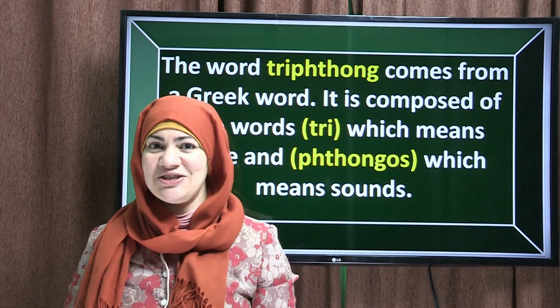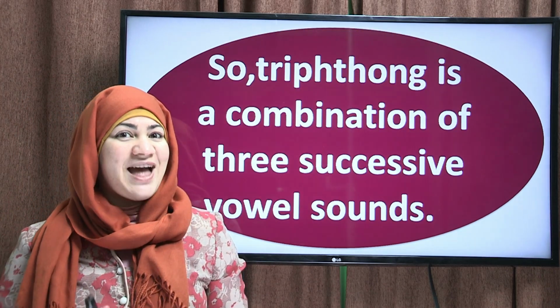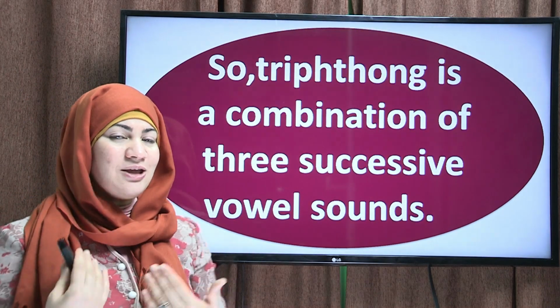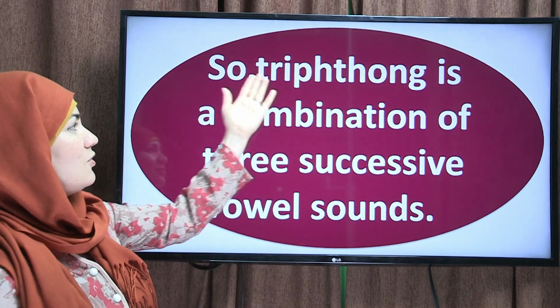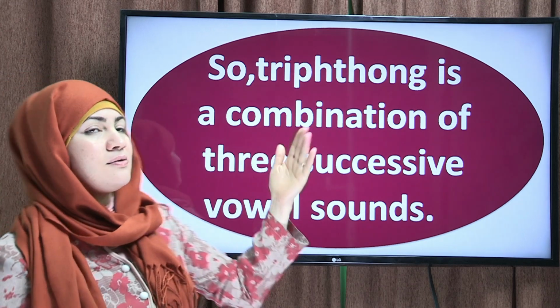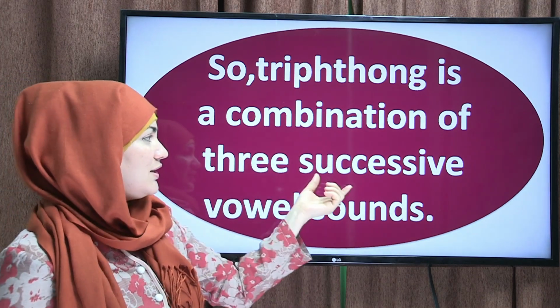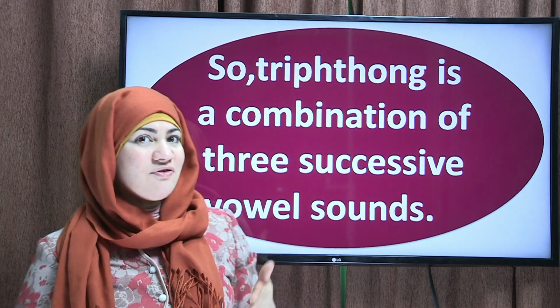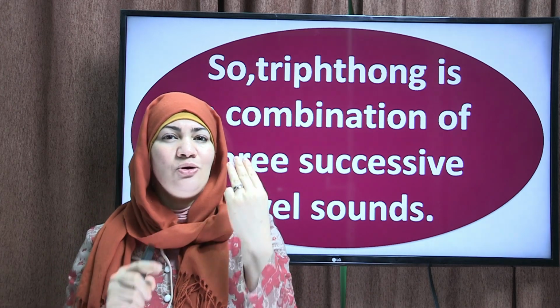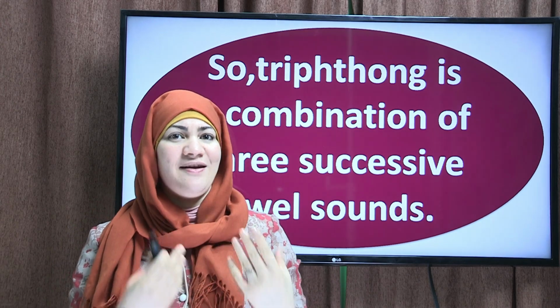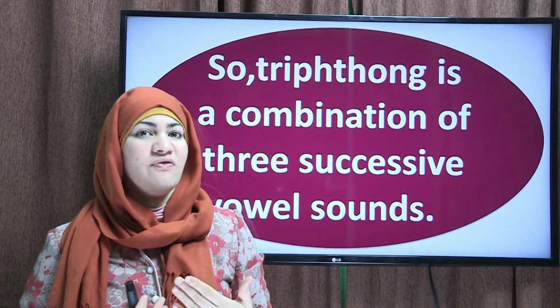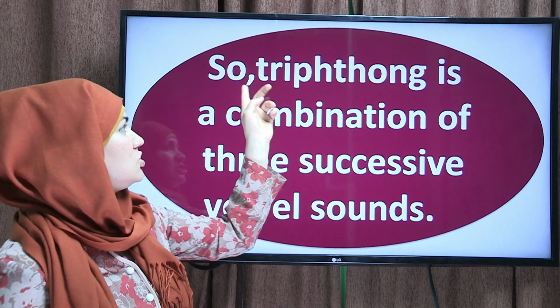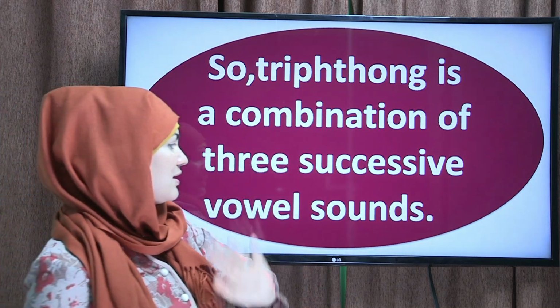So from this explanation, we can make a brief deduction about the definition. Triphthongs is a combination of three successive vowel sounds. Triphthongs means the union of three vowel sounds. This is what we mean by triphthongs.